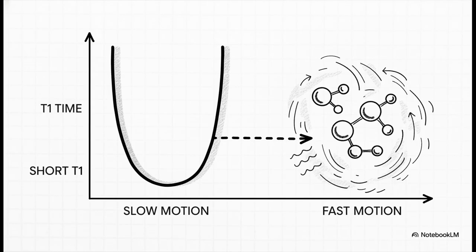So let's start with free water. Think CSF or the fluid in a cyst. These little H2O molecules are just zipping around, tumbling incredibly fast. They're way out on the far right side of our graph. Their tumbling is just too fast to have an efficient chat at the Larmor frequency. So relaxation is really inefficient, and that's why T1 is so long.